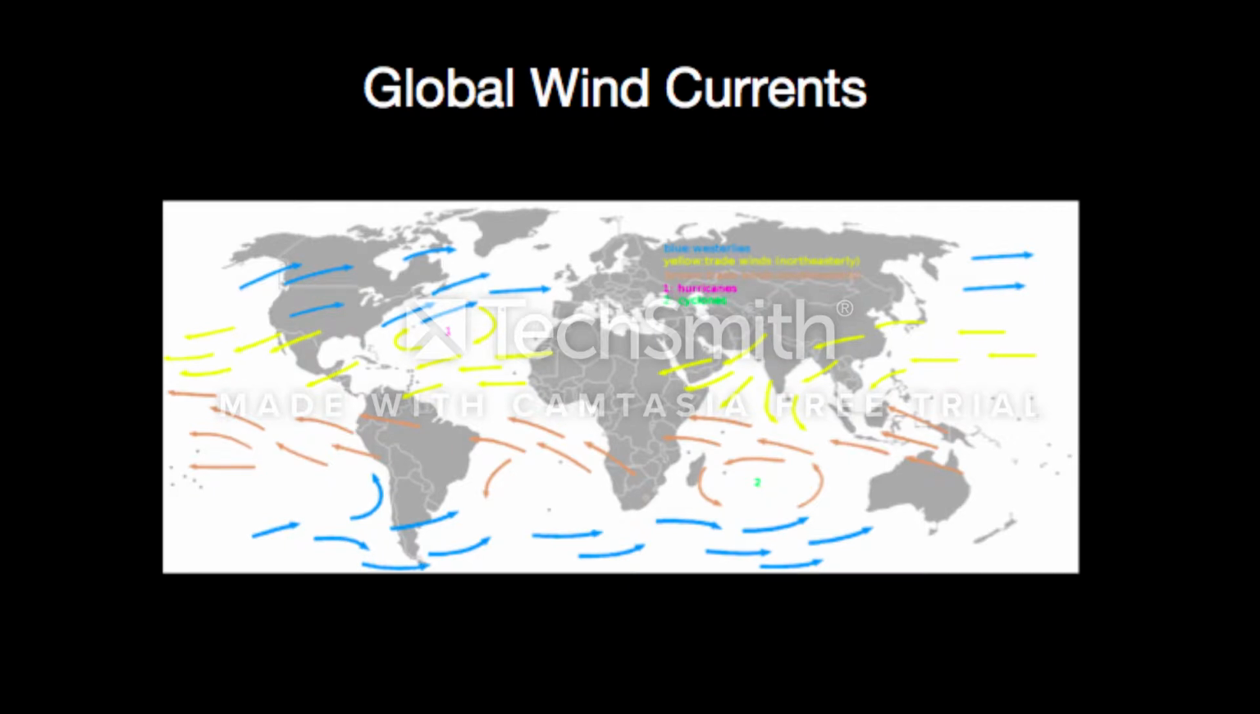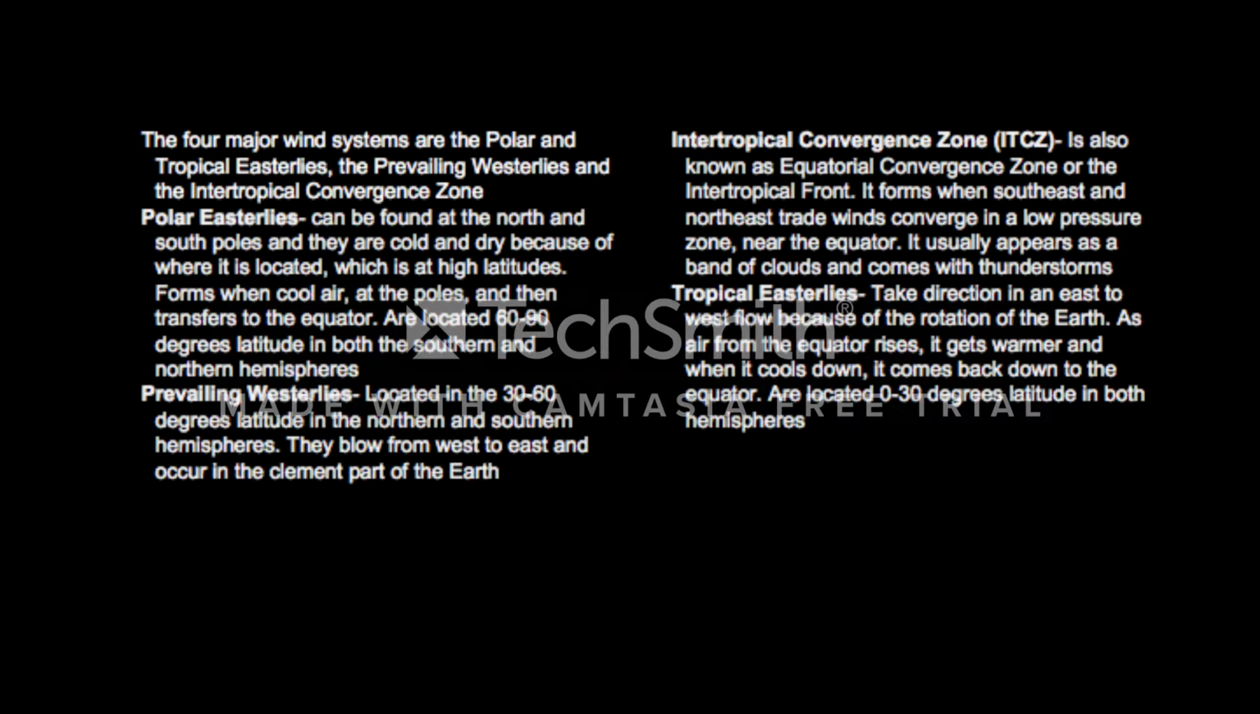Global wind currents. The four major systems are the polar and tropical easterlies, the prevailing westerlies, and the intertropical convergence zone.